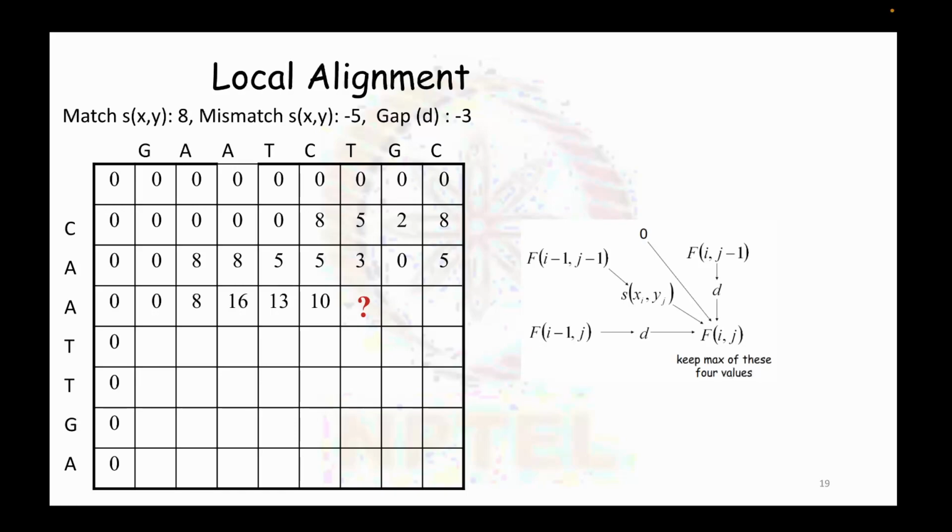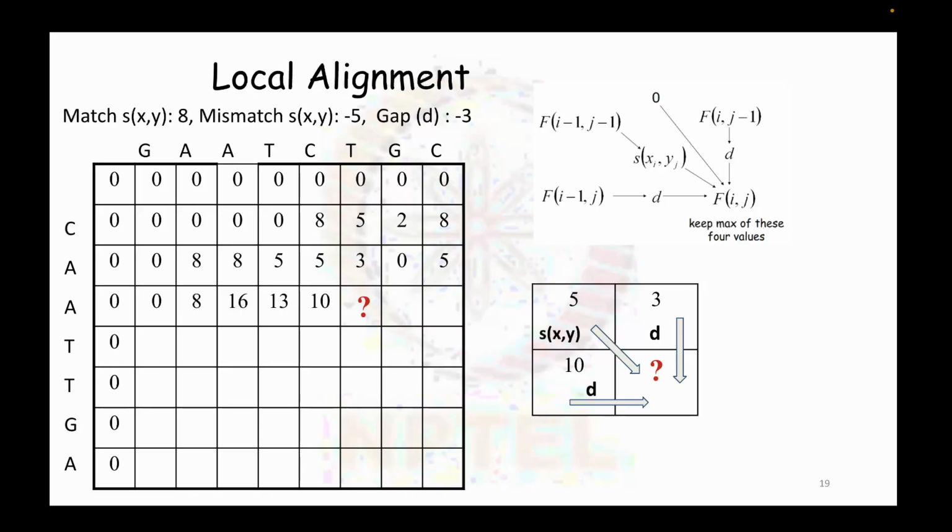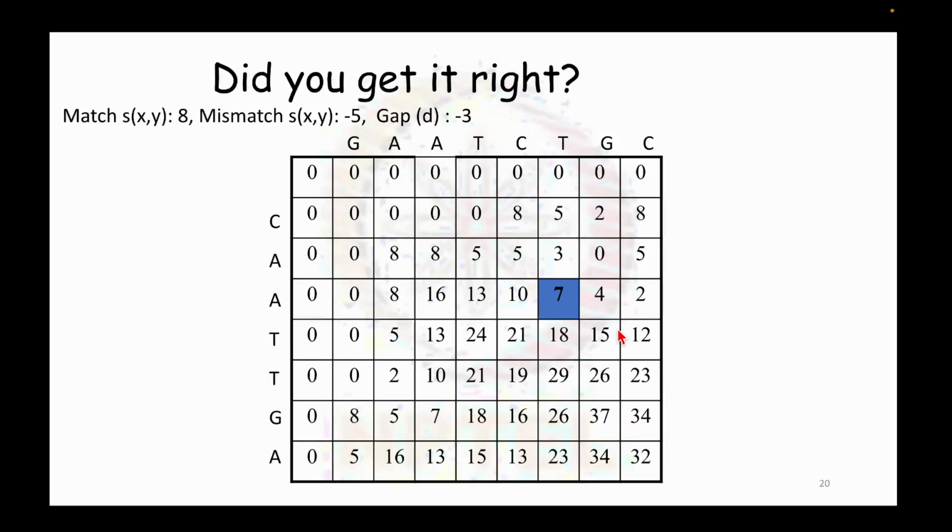Mismatch. Yeah, so we need to subtract with -5. So 5 minus 5 we have 0. Then 3 minus 3 is 0. 10 minus 3 is 7. And here the fourth condition is 0. We should include 0, so the maximum of these three. So the answer should be 7. So first we need to trace back with the arrows. Then the value is 7.